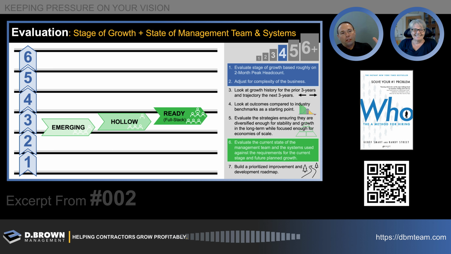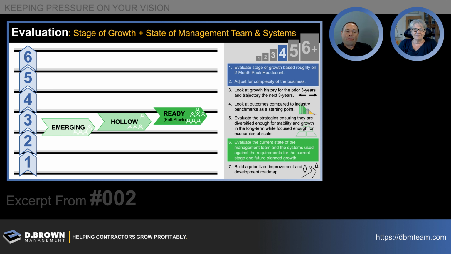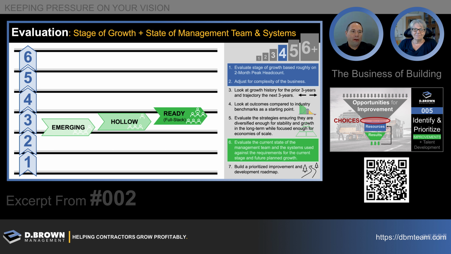But really, evaluate that current state. And it's only once you put 1 through 6 together and understand where you're at that you can start to build that prioritized improvement and development roadmap. And that literally looks like a roadmap of where you're going to drive to, not the specifics of how you're going to drive, and know that you have to come back and reevaluate that on a regular basis. So hopefully that makes a little sense.